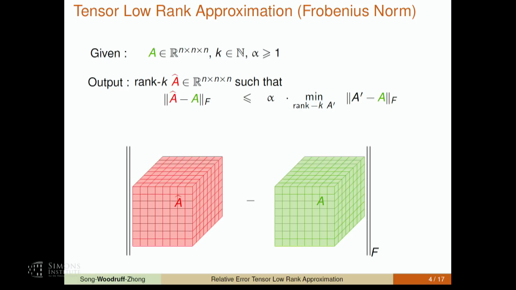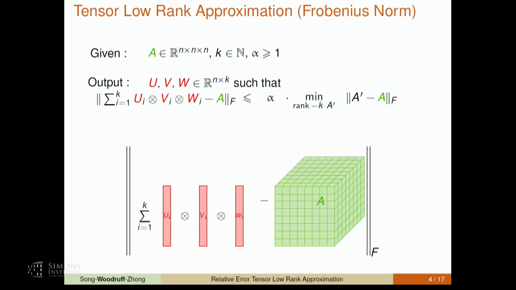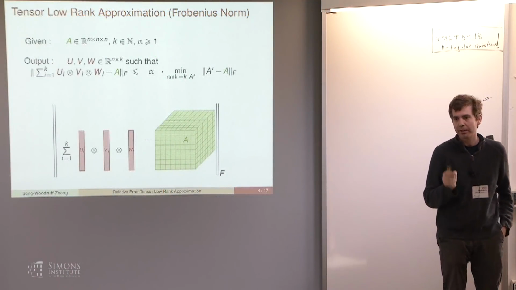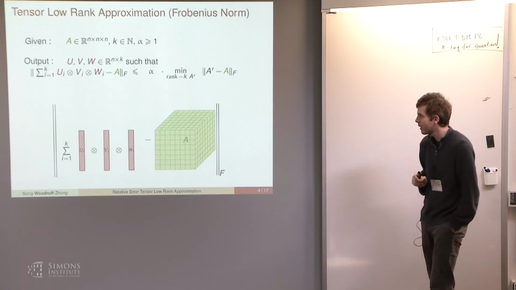Okay, so Frobenius norm is the same here. Let's just call this quantity opt. So we want to output something with cost alpha times opt. Okay, so then the first question is, what is the rank of a tensor? There are multiple notions of rank, and the main notion we'll focus on in this talk is what's called the canonical or CP rank.